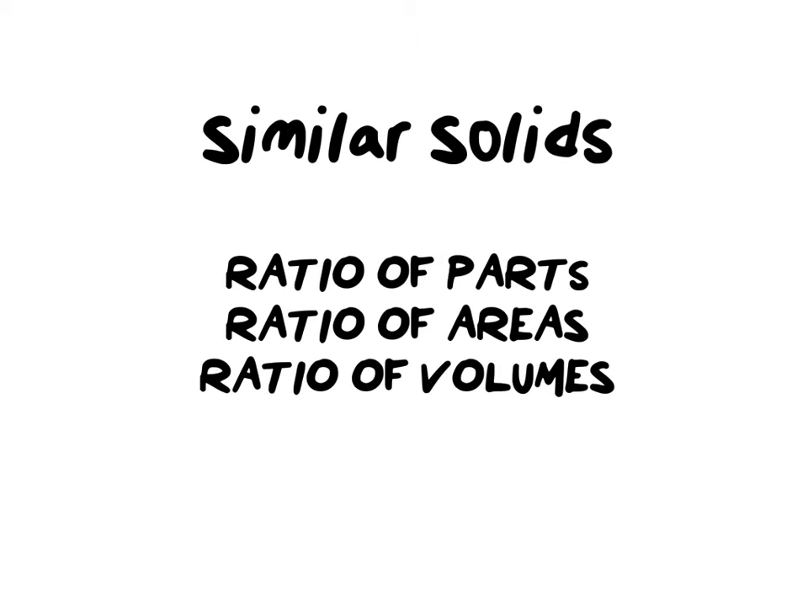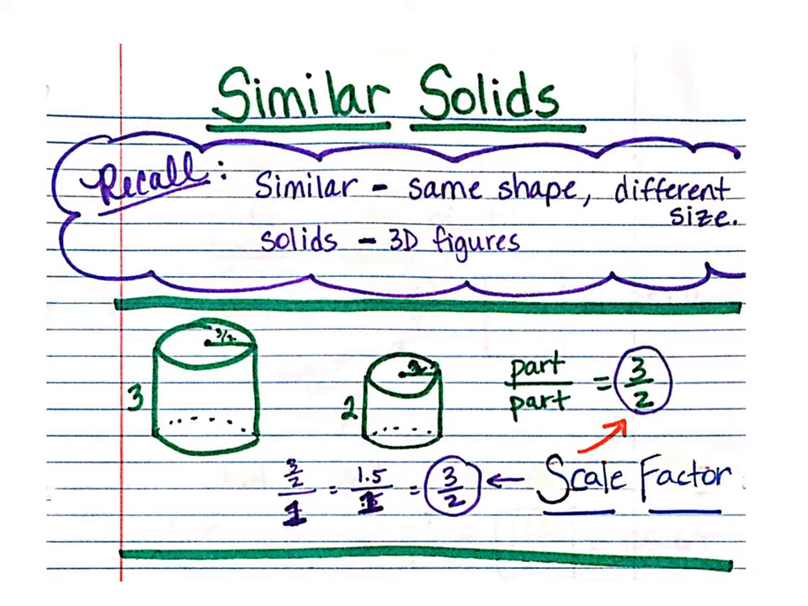Hi, this lesson is over similar solids, or 3D figures. We're going to talk about the ratio of the parts, the ratio of the areas, and the ratio of the volumes. Just a reminder that similar means same shape but different sizes. So you have two figures that are exactly the same proportions, except one is bigger than the other. And solids mean 3D figures.